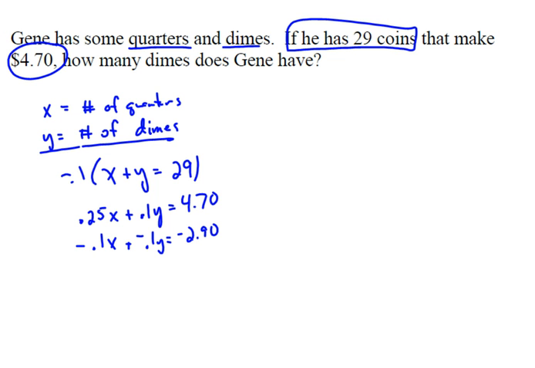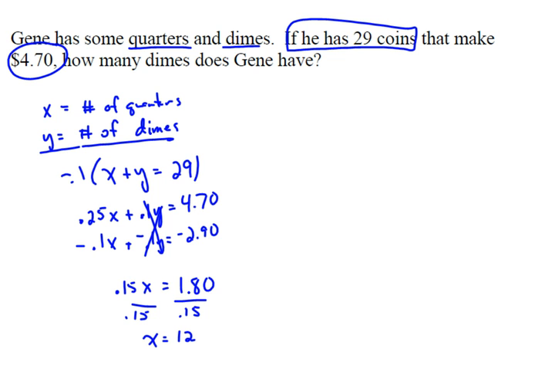So now when I add the two equations together, I get 0.15x. That cancels, which was the goal of elimination. And you end up with, well, $1.80 on the right side. So now we divide both sides by 0.15, and we find out that x equals 12.